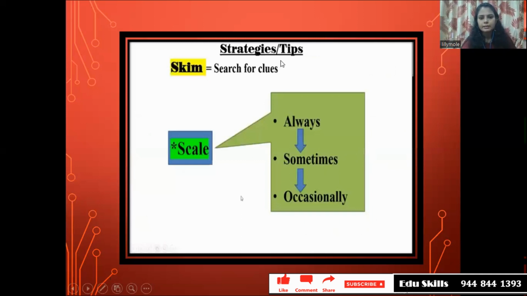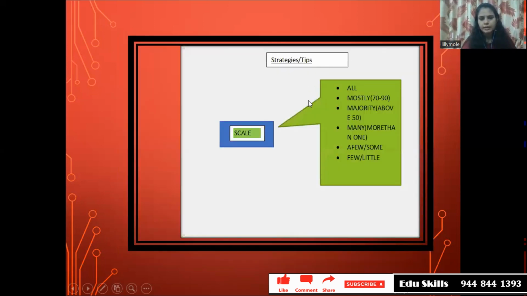So this is another example for the scale: always, sometimes, occasionally. Now I think you know what is the point for this one. If there is a test where they are giving always, and in the question they are asking sometimes, it is not the same. So please listen to this one carefully while answering your question. This is another scale.